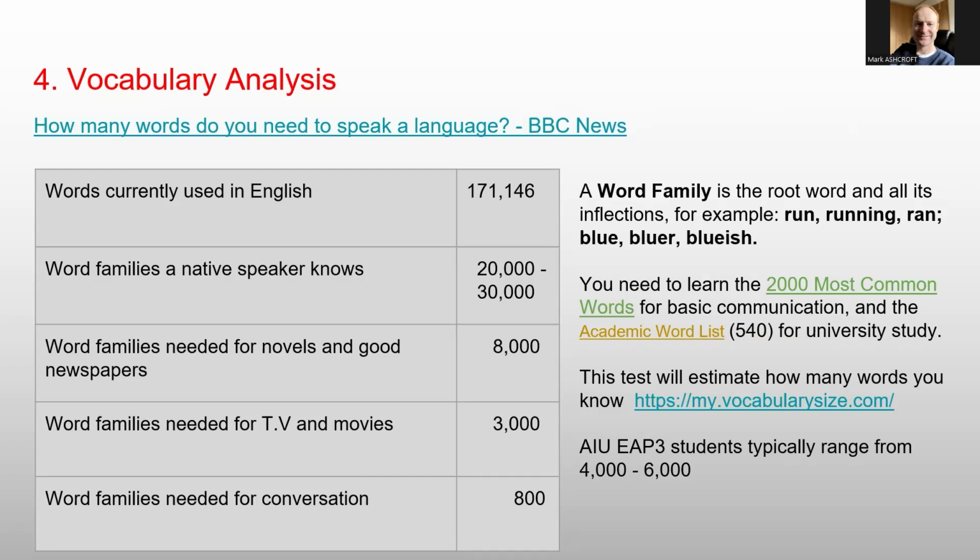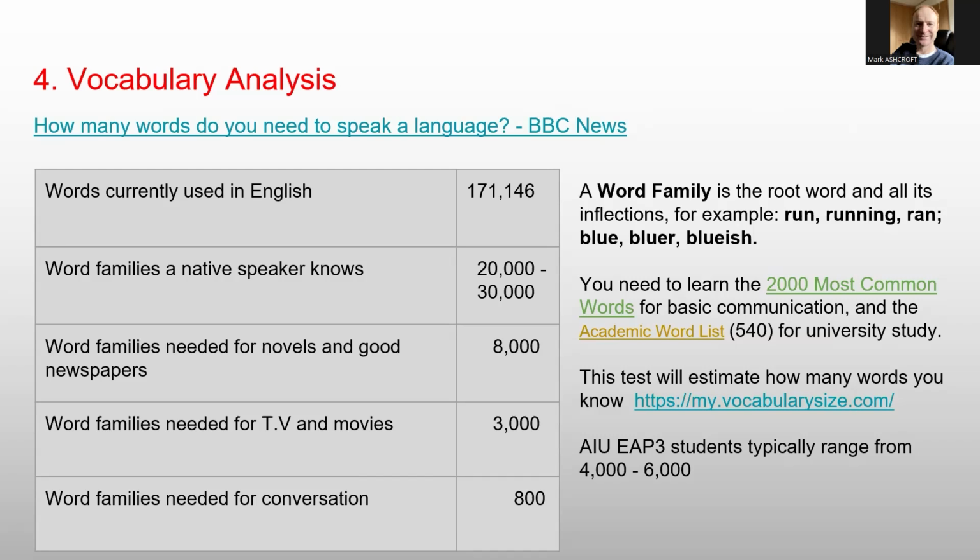Wow, 171,146. That's a lot. How many word families does a native speaker know? Well, 20 to 30,000. How many word families are needed for novels and good newspapers? Around 8,000. How many word families are needed for TV and movies? Around 3,000. And how many word families are needed for conversation? About 800. Okay. Now, what you need to learn are the 2,000 most common words for basic communication and the academic word list words for university study.